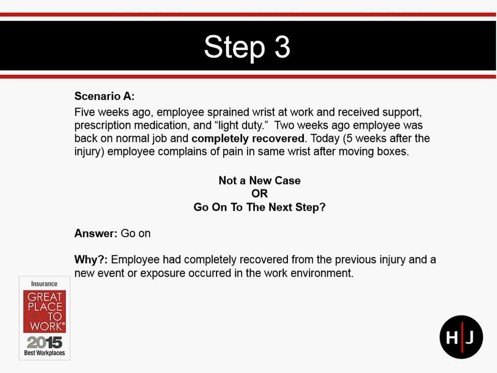Here, an employee sprains his wrist at work, receives support, medical, prescription medication, light duty. There are some key words in this description. Two weeks ago, the employee was back to their job completely recovered. Five weeks post-injury, the employee is complaining of nerve pain in the same wrist after moving boxes. And here we're talking the musculoskeletal again. Now you can see in the first description, medication, support, light duty, these are all things that say this was a recordable case to begin with. So is this a re-aggravation or is it something new and different?